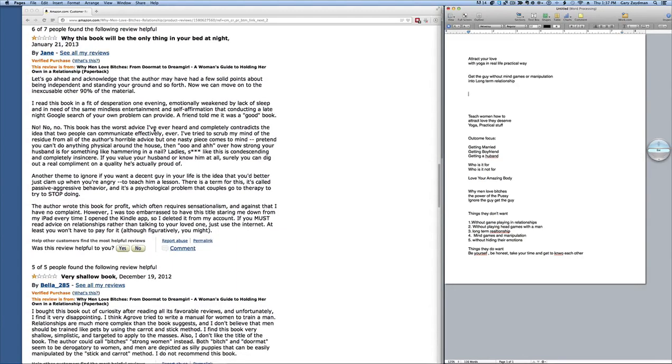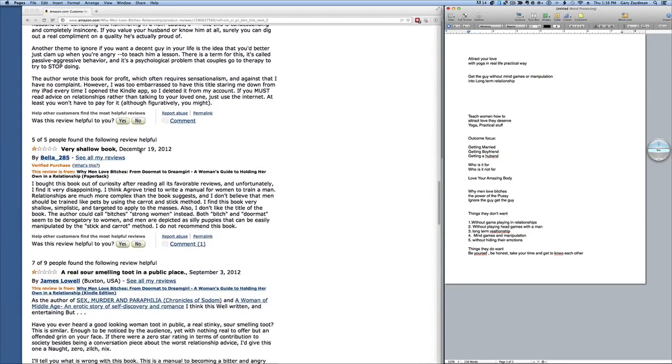See, this book has the worst advice I've ever heard and completely contradicts the idea that two people can communicate effectively. I've tried to scrub my mind of the residue of all the author's horrible advice, but one nasty piece comes to mind. Pretend you can't do anything physical around the house, then ooh and ah over how strong your husband is.